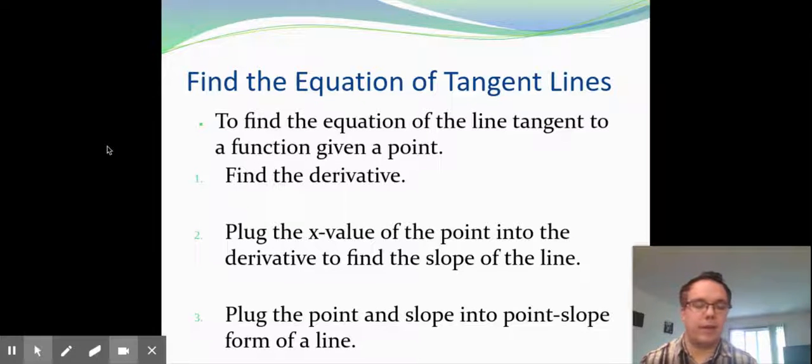So our steps today to find our equation of tangent line. First, we're going to find the derivative. We're going to plug the x value of the point into the derivative so we can find the slope of our line. And once we have a slope and a point, we're going to write the equation of our tangent line in point-slope form. So I have a couple examples for you.